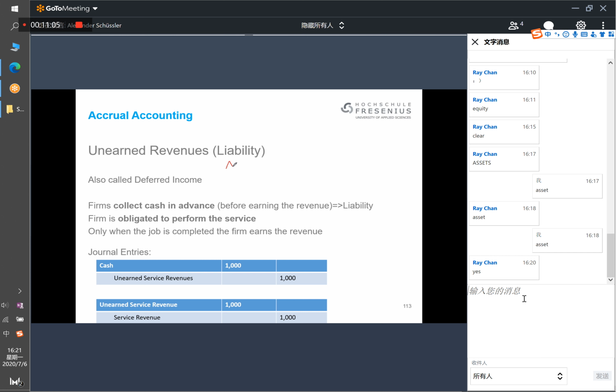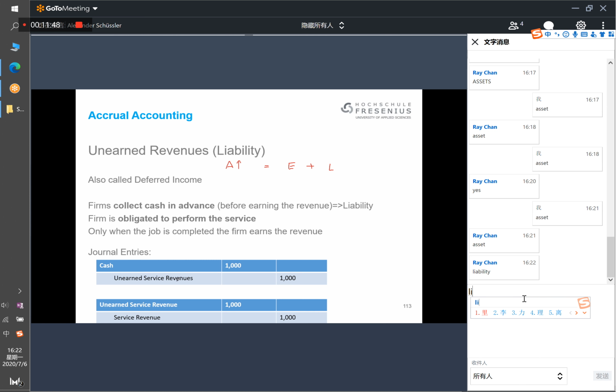Again, let's do our accounting equation. Assets equals equity plus liabilities. What is cash? Can you tell me what is cash? It's an asset. Equity, liabilities, asset. Yeah. So if you debit an asset, it goes up. And unearned service revenue, what is unearned service revenue? Is it an asset? Is it equity, liability? Exactly. Yeah. So asset up, liability up.